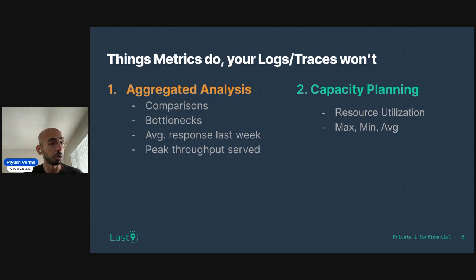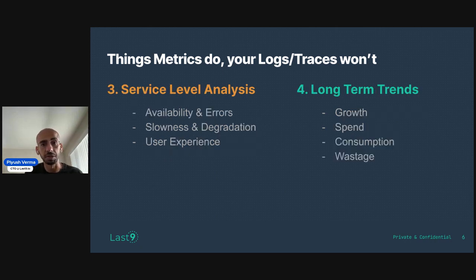Or if I have to answer questions like, what was the average response time last week, or average response time this week? Or what was the peak throughput served? Like the last deployment that we did, on version 1.3.8, or did we have 1.2.5? What was the throughput that we served? All of these answers require aggregation, and this is done using metrics. Or if you want to do capacity planning, let's look at the max CPU utilization or max memory utilized over a period of time so that we can provision accordingly the newer set of infrastructure.